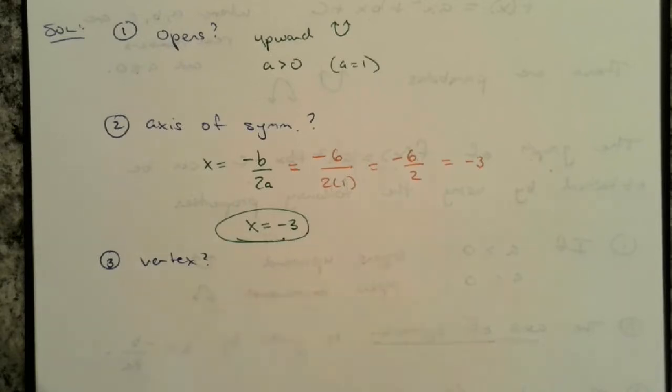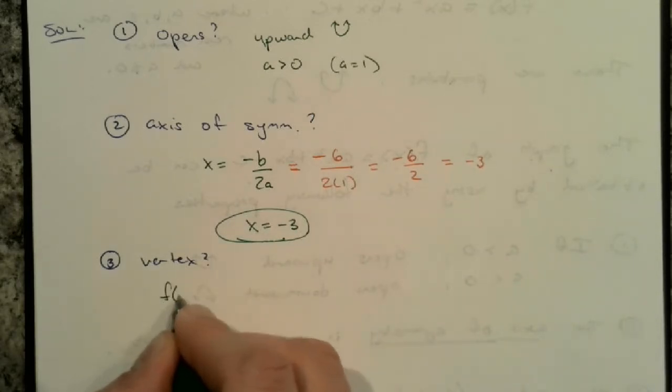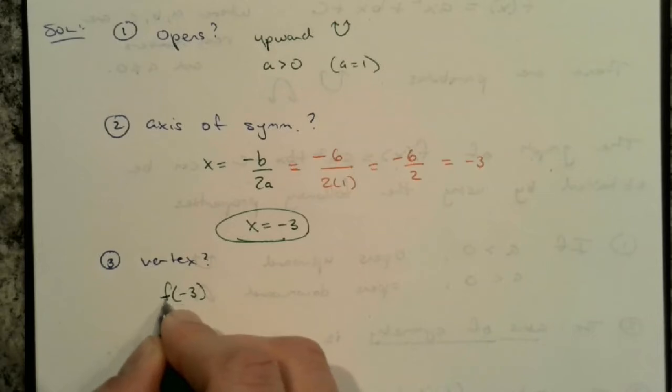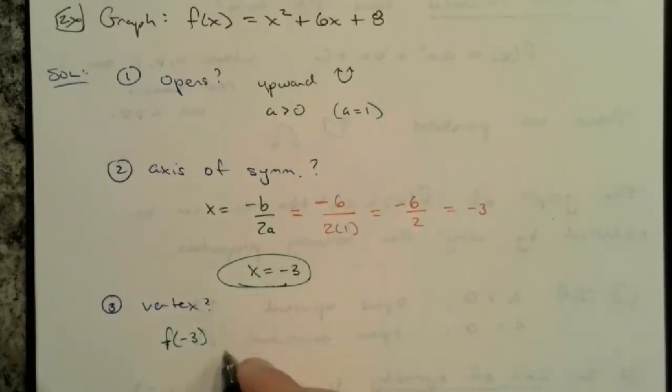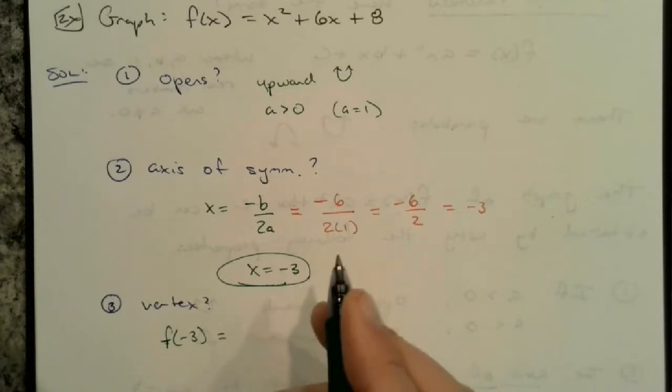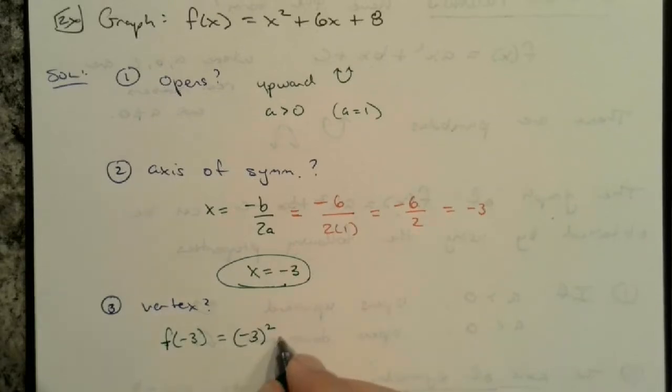So I need to get the y value that goes with that. To get the y value, we just take f of negative 3, right? We're substituting in x to get y out. So we have f of x up here, which was equal to x squared plus 6x plus 8. So f of negative 3 is going to be negative 3 quantity squared. Make sure you have parentheses around that.